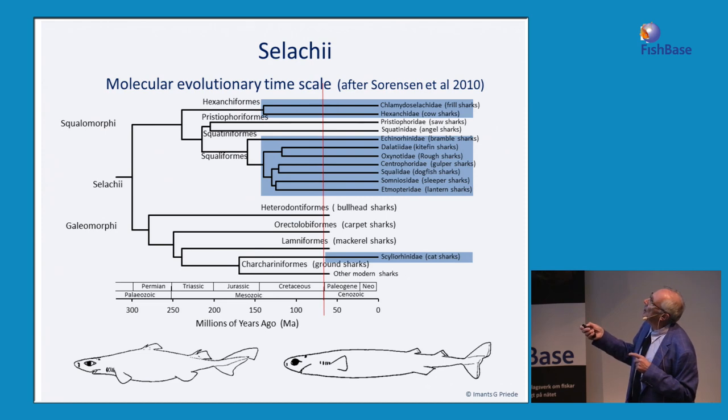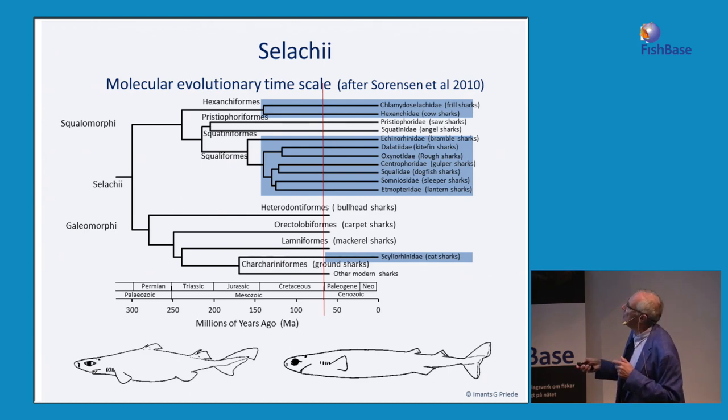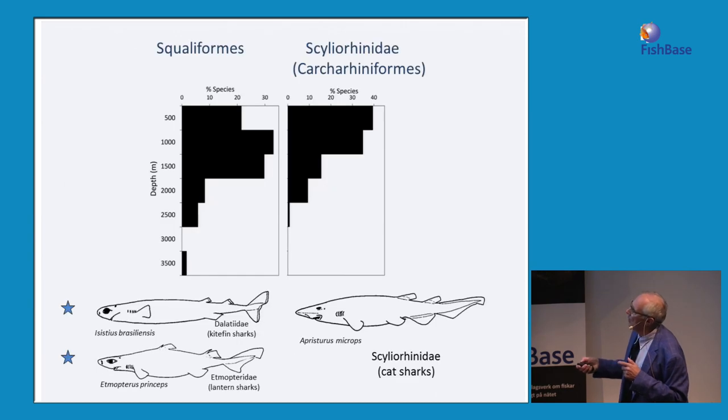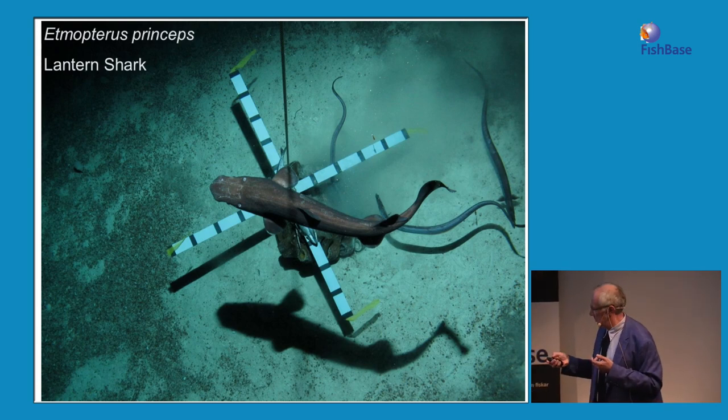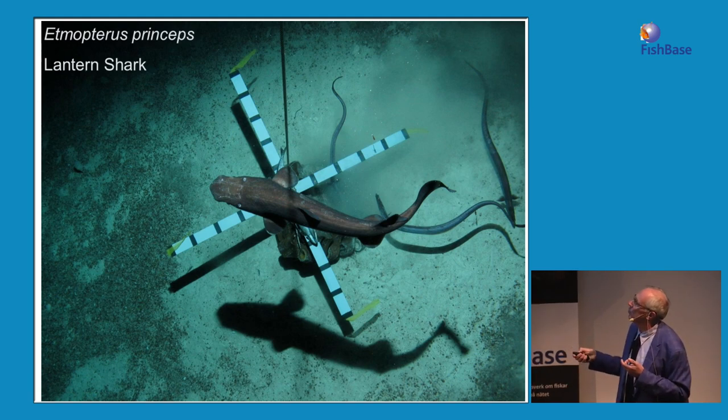And in fact, the most recent KT extinction barely affected this group, whereas other groups of fishes were affected. So these can be regarded as ancient relict faunas. And if we look at this, we can see amongst the squaliformes that the dominant depth range is quite deep. And in fact, bioluminescence has evolved at least twice in this group of fishes. But the problem is that the scyliorhinidae, which are part of the galeomorphs, which are supposed to be shallow sharks, some of them do invade the deep as well. So this is a deep sea lantern shark, Etmopterus princeps, has lights on its belly, which I think we'll hear more about later.